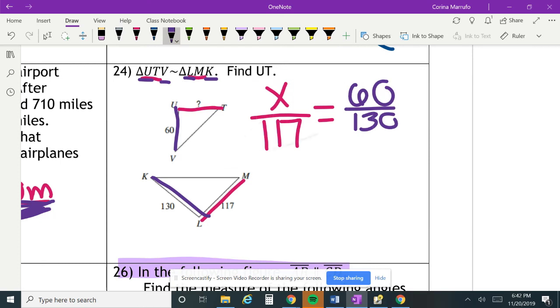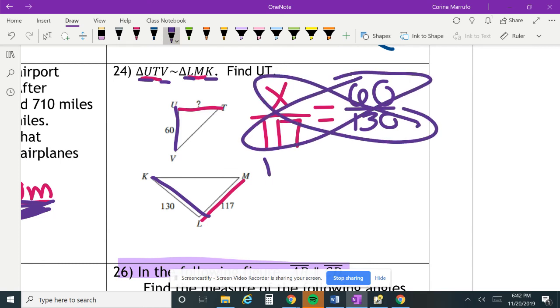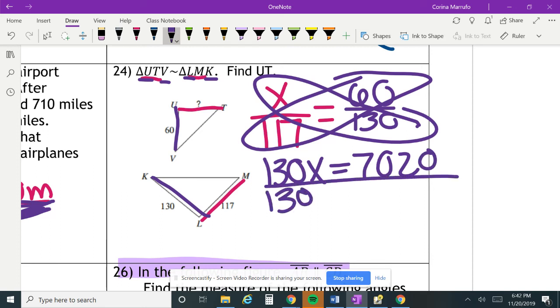And then we're ready to cross multiply. So 130 times x is 130x. 117 times 60 is 7,020. And then we divide both sides by 130. And we get x equals 7,020 divided by 130 gives us 54.